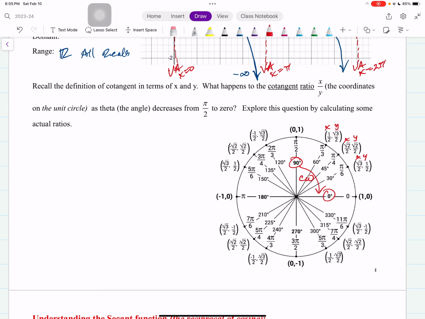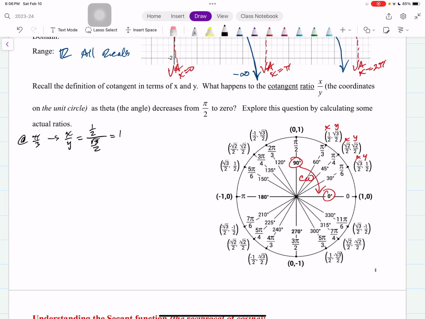Okay, so let's do a little calculating here. It's not bad at all. We're starting at 90 degrees and going to 0. So let's take a look at 60 degrees first, then 45, and then 30, or pi thirds, pi fourths, pi sixths. At the first angle, pi thirds, we have x divided by y. What would that be? It would be 1/2 divided by root 3 over 2.